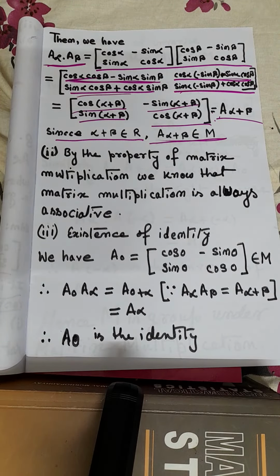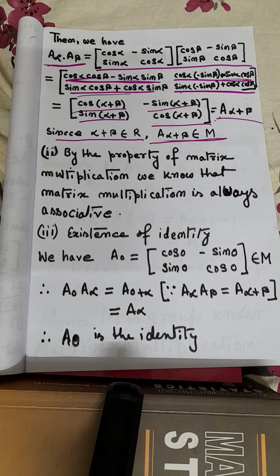Now, by the properties of matrix multiplication, that is why I am telling you to go through the matrix, the matrix multiplication is always associative. So the second condition is also satisfied.